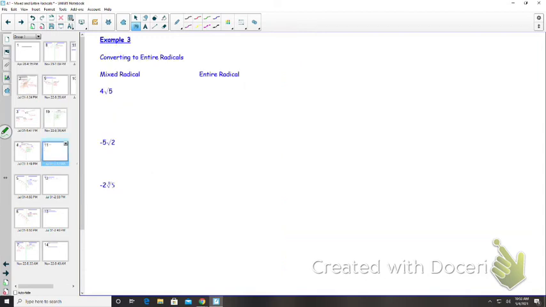Okay, so convert a mixed radical to an entire radical. What was an entire radical? Who can remind me? Yeah. So there's just no number out front, right? Essentially, so give me an example of an entire radical.